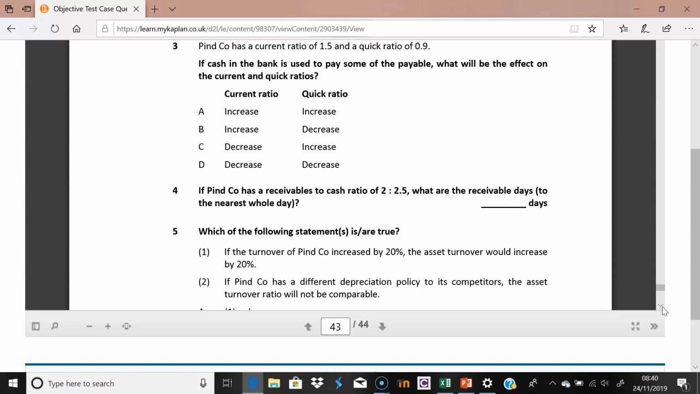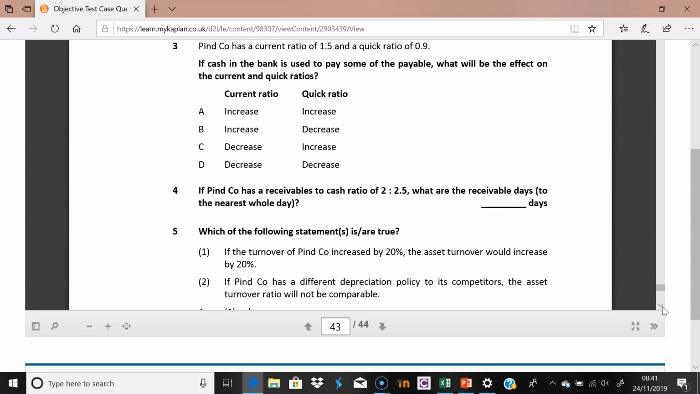Question 4 was interesting. You really had to do a little bit of movement. You almost had to look around to see the information. So it says that you have a receivables to cash ratio of 2 to 2.5. They're asking for receivable days. So you almost had to look around. The answer wasn't just in here. Let's look at this.